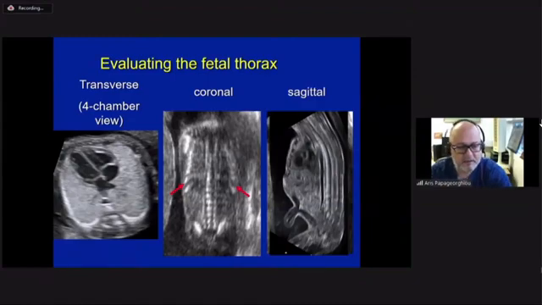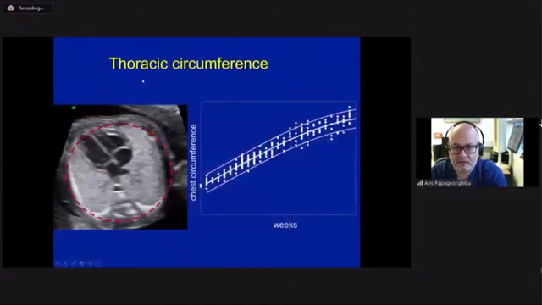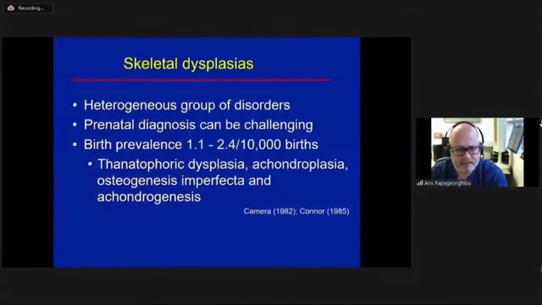So take advantage of your routine patients in terms of getting used to what is normal. Of course, the thoracic circumference can also be measured, so in terms of objectively assessing the size. So that's the sort of standard exam that you're going to do for your skeletal assessment.